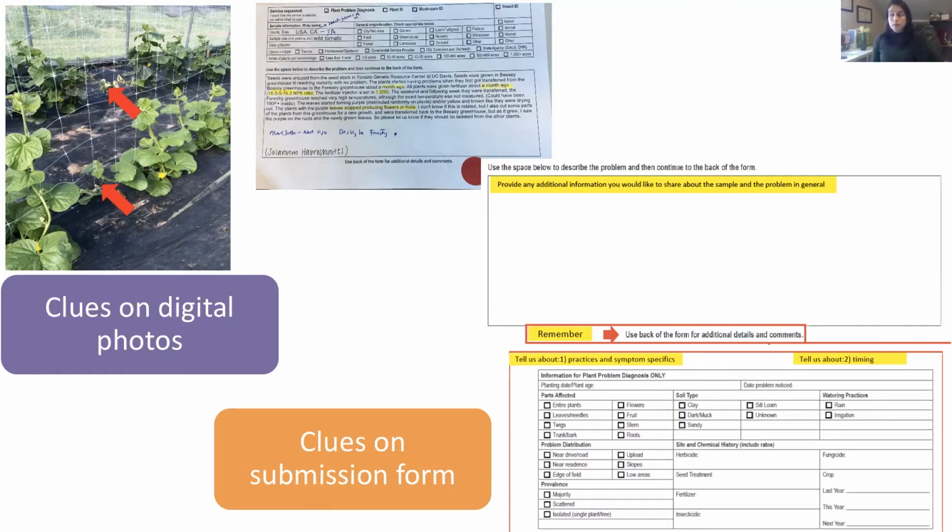For example, practices that you have implemented in this particular greenhouse, high tunnel, or field. Or symptom specifics. What are the plant parts affected? The problem distribution, the prevalence in the area. What is the site and chemical history? What type of tactics have you used so far? From seed treatment, herbicides, fertilizer, insecticide. All those clues become important when we are investigating a case.